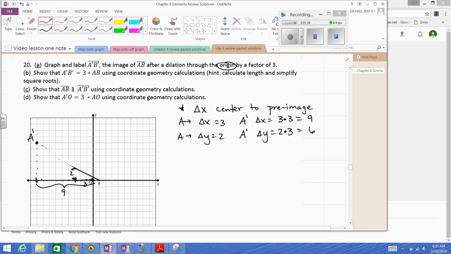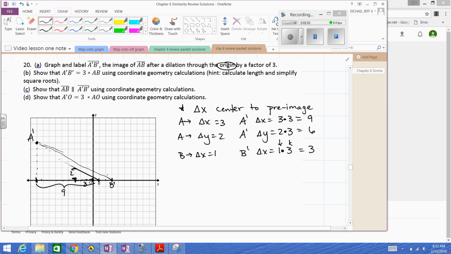Now we're going to do the same thing for B, but what's nice is there's only a change in x of 1. So for B prime, the change in x is going to be 1 times 3. So we're taking the distance times the scale factor, and we're getting 3. So go from the center 1, 2, 3. There's B prime. Now, I wish I had a straight edge here, but it's not going to be great.